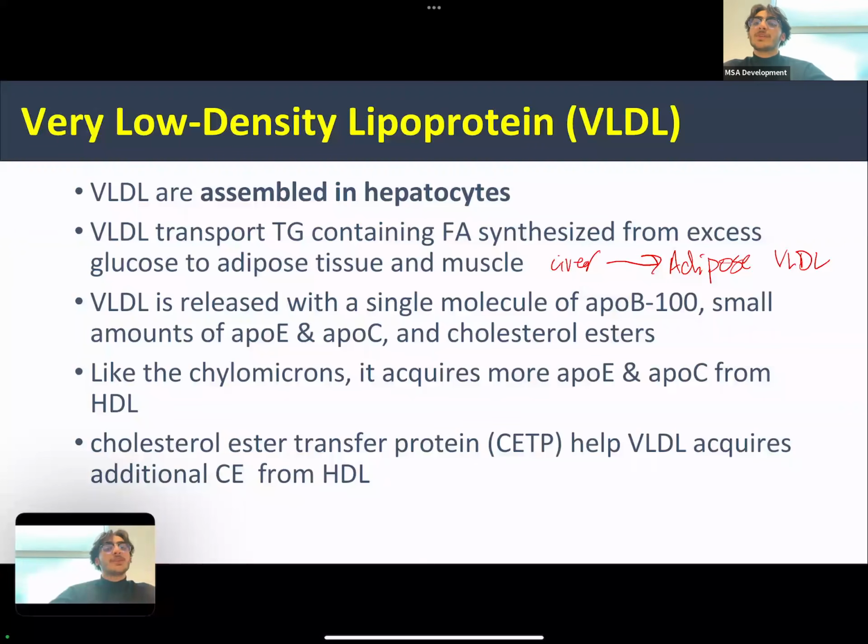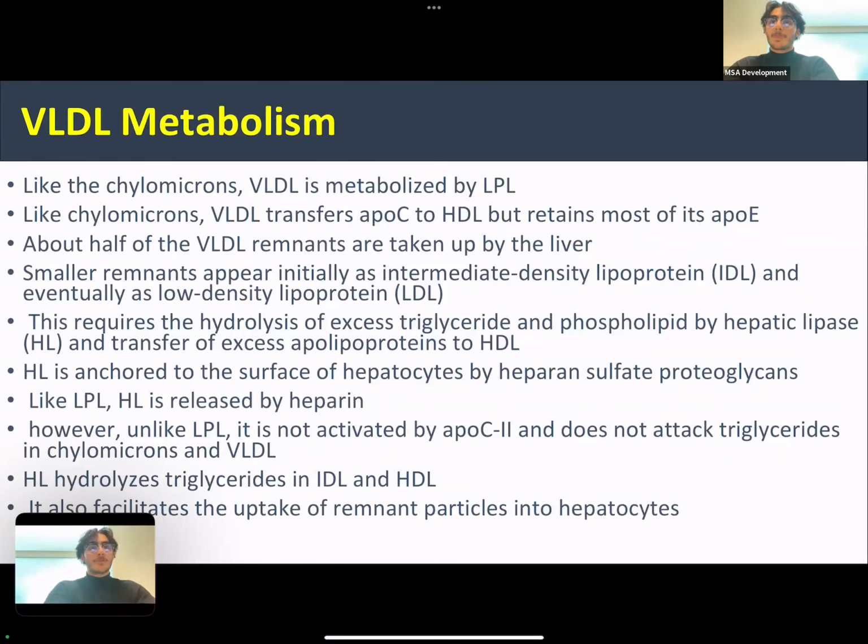VLDLs are released with a single molecule of ApoB100, small amounts of ApoE and ApoC, and cholesterol esters. And they acquire these ApoEs and ApoCs from HDL, just like the chylomicrons, okay? Cholesterol ester transfer protein, CETP, helps VLDL acquire additional cholesterol ester from HDL. We'll be going over this soon. Like the chylomicrons, VLDLs are metabolized by lipoprotein lipase. And like chylomicrons, VLDLs transfer ApoC to HDL, but retain most of their ApoE.